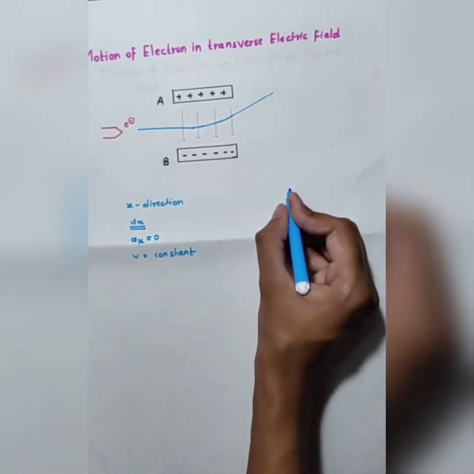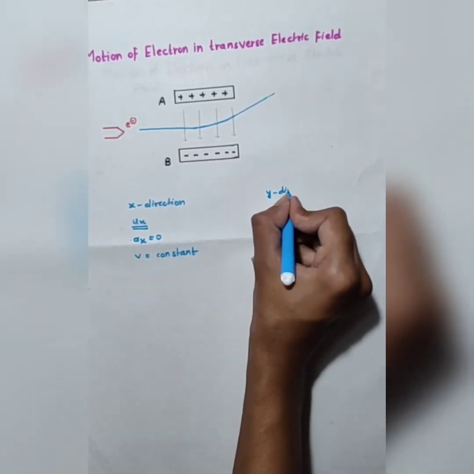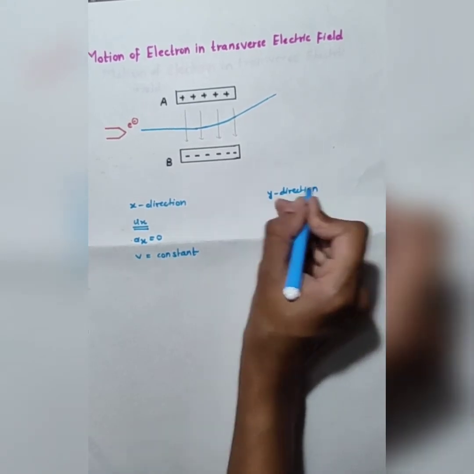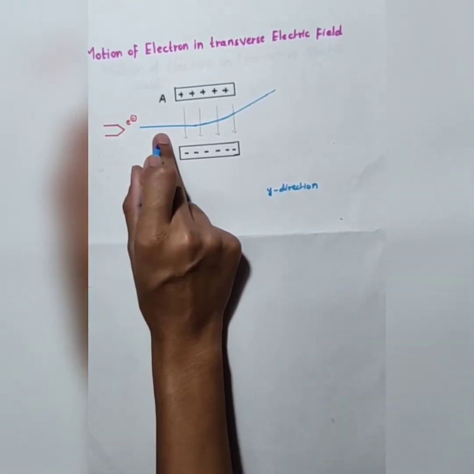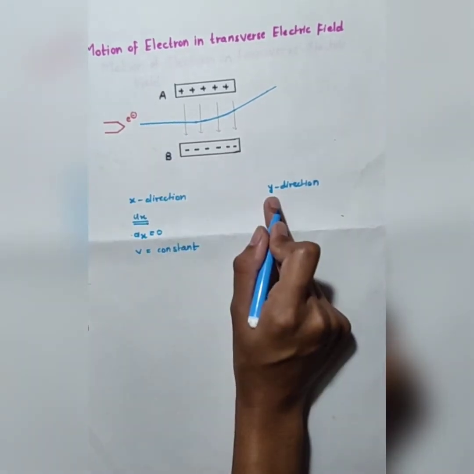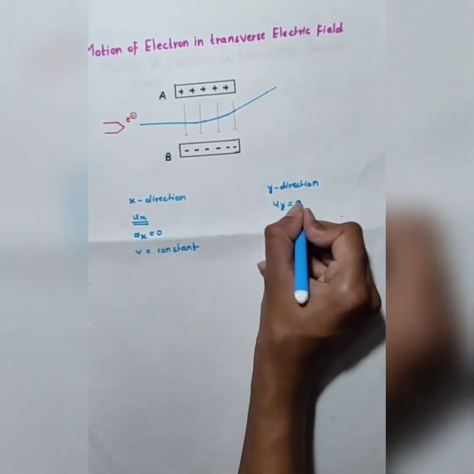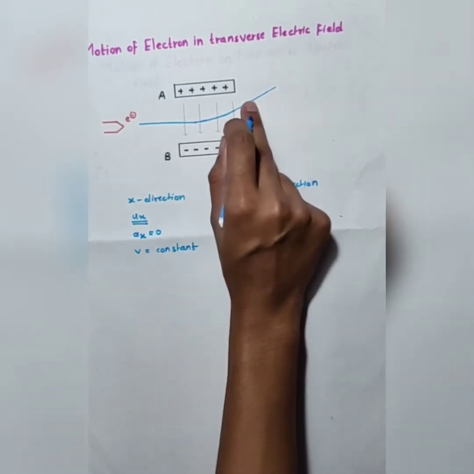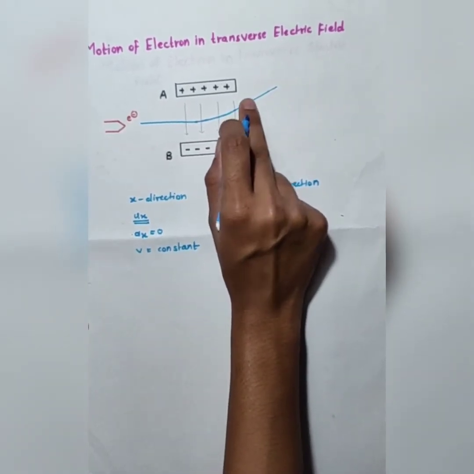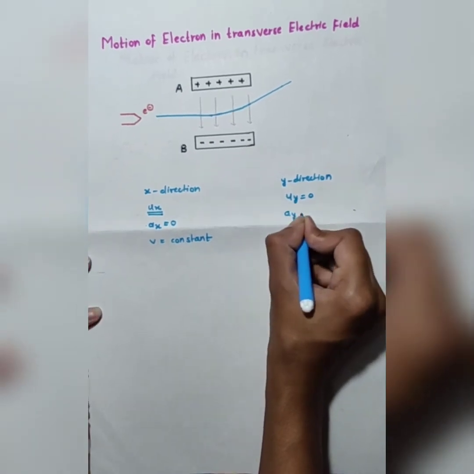Now let's understand motion of electron in y direction. In y direction, initially electron moves only in x direction, so initial velocity in y direction will be 0, and as force is acting in y direction, it has acceleration in y direction, which is given by ay.